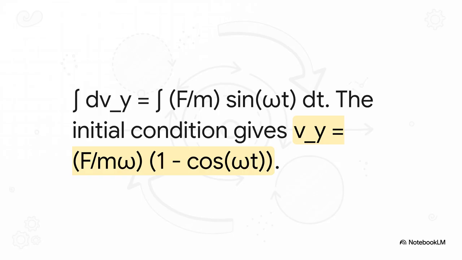Now for the y component. And pay attention here, because this is a classic spot to make a mistake. The integral of sine is negative cosine, so we get a negative F over m omega times cosine, plus a constant. Again, we use our starting condition. At t equals 0, vy is 0. But wait, cosine of 0 is 1. So, to make the whole thing 0, our constant c has to be positive F over m omega. When we factor that out, we get this classic and very important 1 minus cosine form.